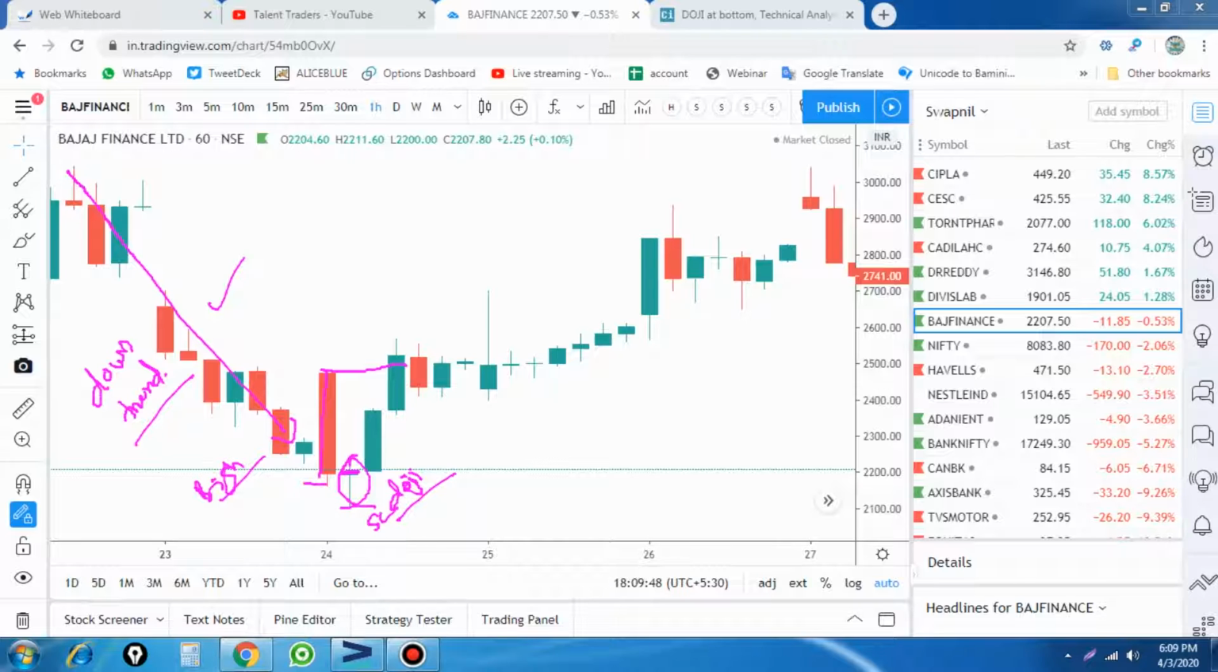For example, 2100 is my stop loss, and 2500 is my entry, so I am taking a 400 point risk. The market comes and gives me a profit of 2900, or it reaches near about 3000, so my 1:1 risk reward ratio is reached. So this is called doji at the bottom.